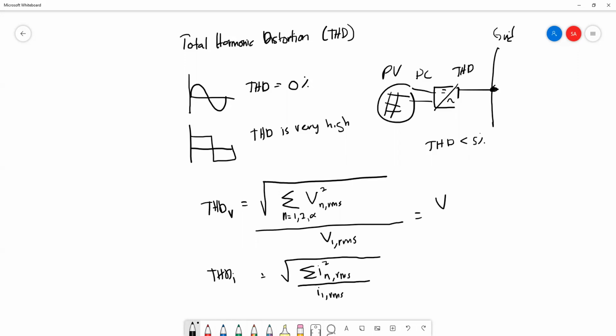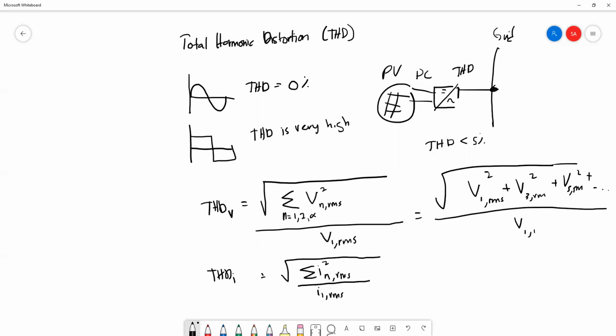So you can put it like this. Because this is a cyclic AC, you have only odd number harmonics. So V1 squared, V3 RMS squared, V5 RMS squared, and so on, over your V1 RMS. So this is the equation to calculate the harmonics.